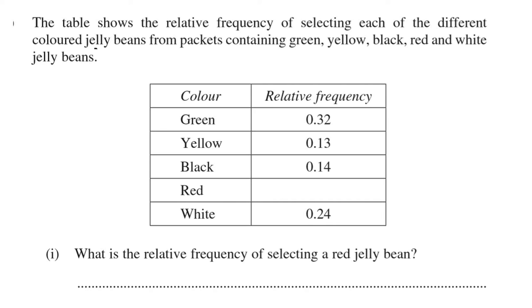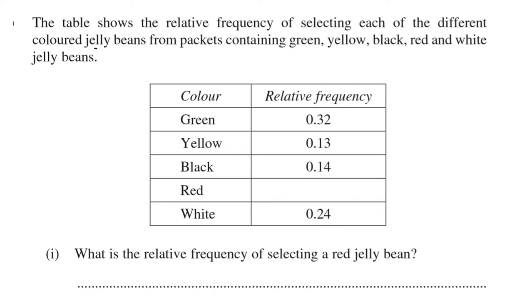The table shows the relative frequency of selecting each of the different color jelly beans from a package containing green, yellow, black, red, and white jelly beans. So green is 0.32, yellow is 0.13, and black is 0.14. Red we need to find out, and white is 0.24. These are relative frequencies. In theory we call it probability, but because this is an experiment in practice, we call it relative frequency.